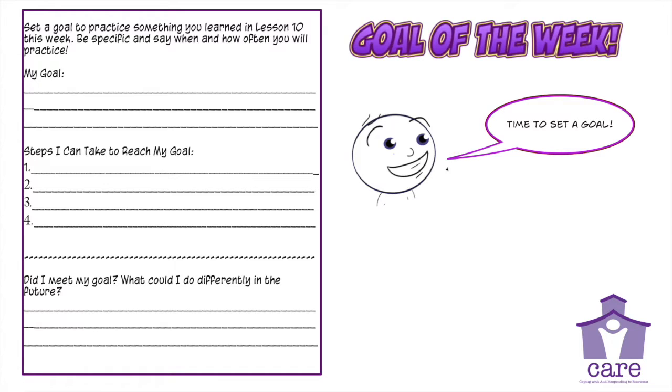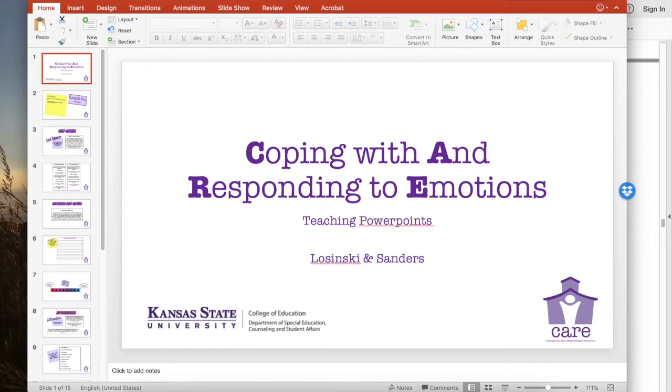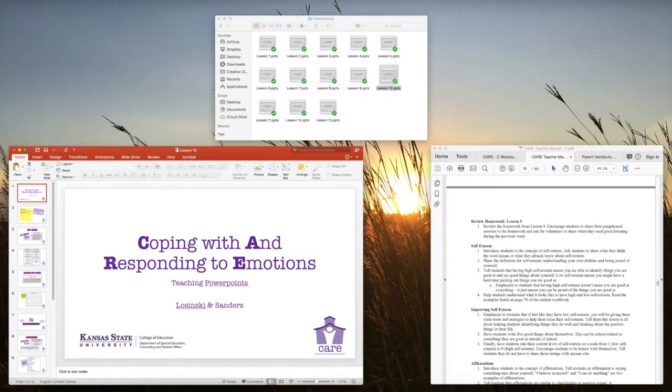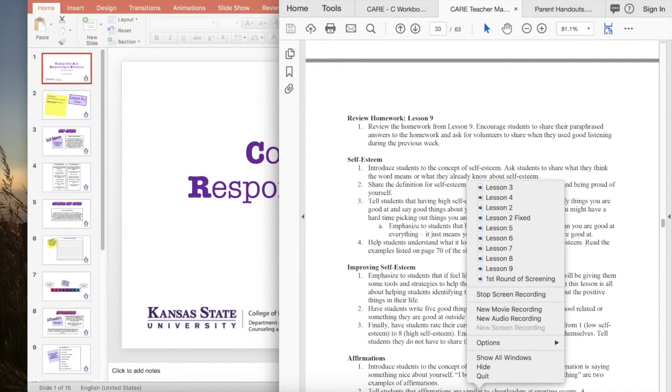Once students have filled out their goal and the steps they can take to reach their goal, briefly go ahead and review the lesson 10 homework. This right here is our I am sheet, and so again, students just need to write down their dreams, characteristics about themselves, their hobbies, and their talents. And that is the homework for the week. And then finally, as always, just make sure you are sending home those parent worksheets or parent handouts so that parents are able to follow along and know what you went over this week in care.